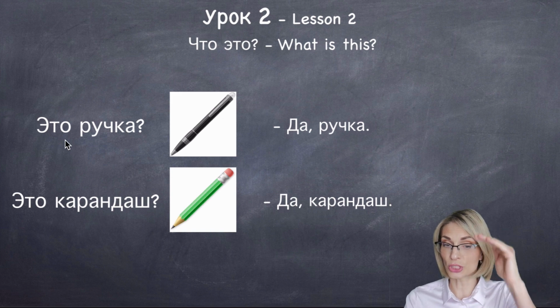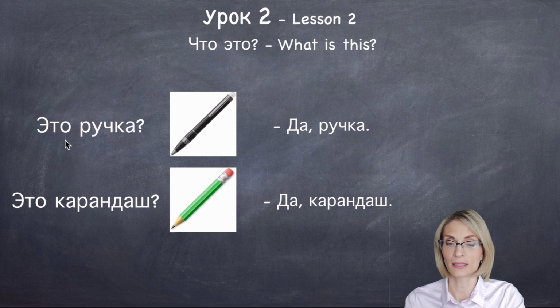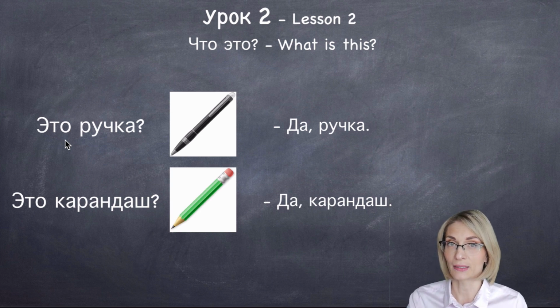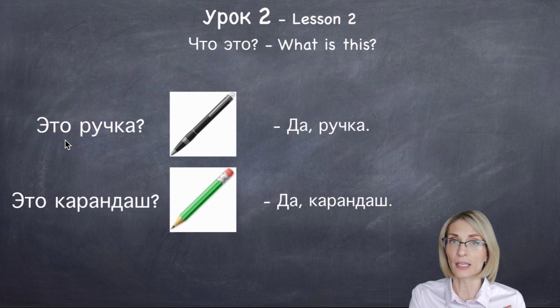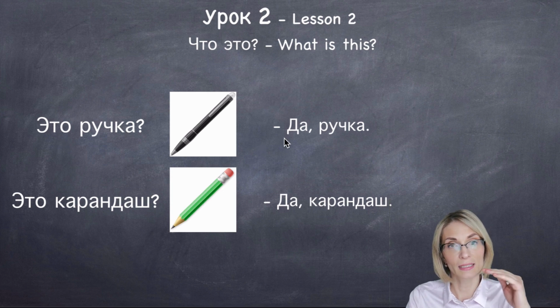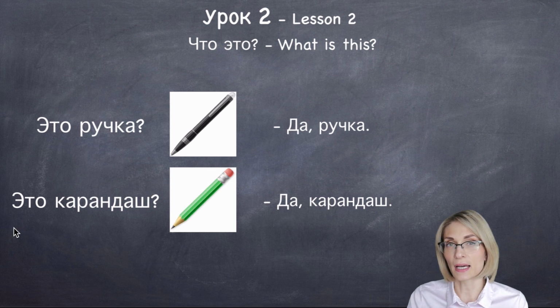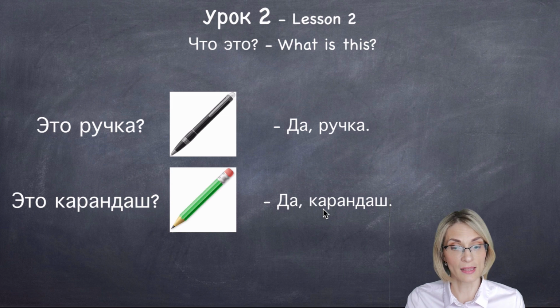Это ручка? Это ручка? I wonder if it's a pen. So this is my logical emphasis, and that's where I find my stressed syllable and raise my voice really high. Это ручка? And obviously it's a pen. Да, ручка. Это карандаш? Да, карандаш.